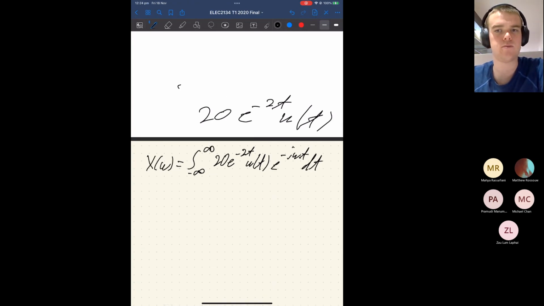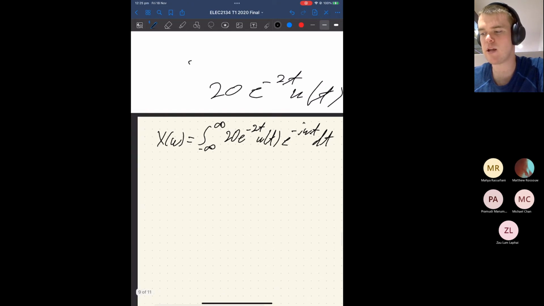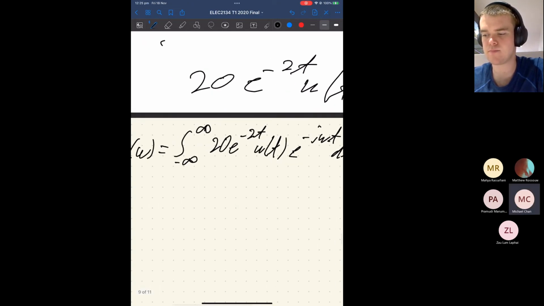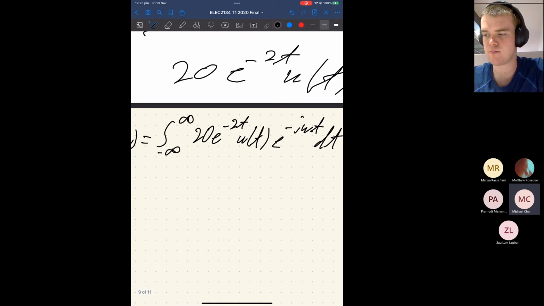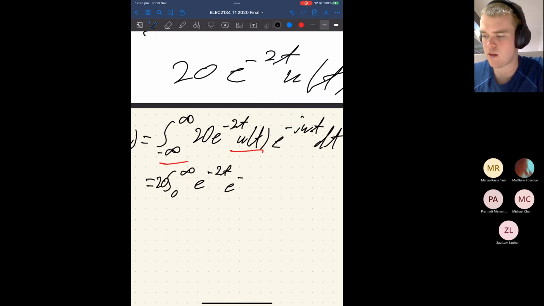Okay, so what should we do from here? Is there anything that's jumping out at you? You can remove the uniform and then make the bounds 0 to infinity. Very good. So then it's just going to go between 0 to infinity. We can put the 20 at the front. We don't really care about that. E to the minus 2t, e to the minus j omega t dt, which is going to give us 20 e to the minus t of 2 plus j omega.